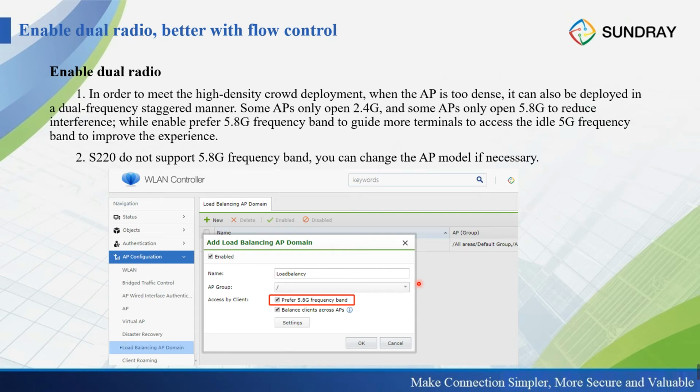And also we can enable dual radio, as we said that the 2.4G has lots of issues, and the channels overlap each other. So after we enable the 5G, in the load balancing here we can enable this prefer 5.8G frequency band. If we choose this one, that means the users will connect to the 5G first if the terminals also support 5G.